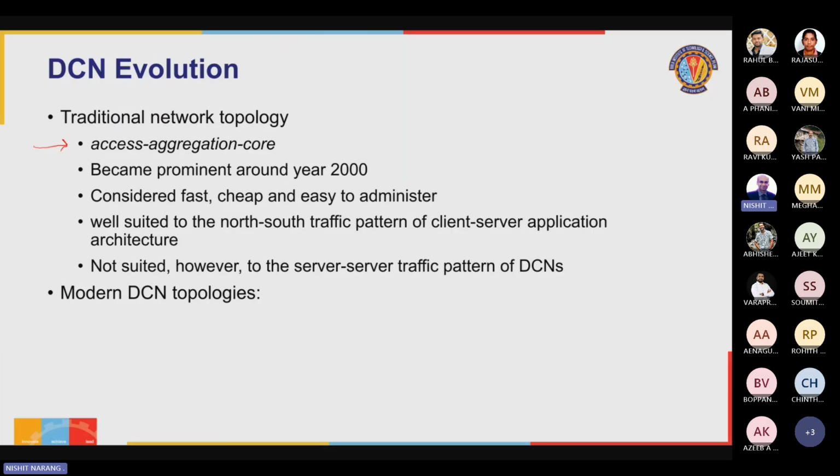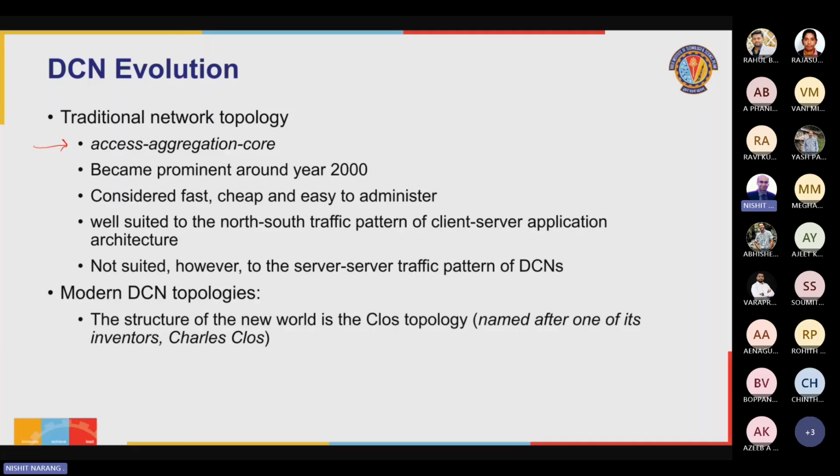It wasn't a sudden shift from access aggregation core to what I'm going to talk about in the modern DCN topology, but a gradual migration, step by step. Certain things happened in between. Some technologies got introduced to solve some of the problems and challenges, but eventually every intermediary step we came up with hit an issue as the server-server traffic continued to grow.